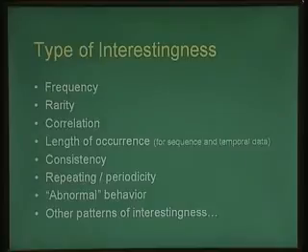Correlation between two or more elements, and if the correlation is more than a threshold, is again interesting, or length of occurrence in the case of sequence or temporal data and so on, and consistent occurrence. Consistency is different from frequency in the sense that for the entire database, a given pattern may not be frequent enough.